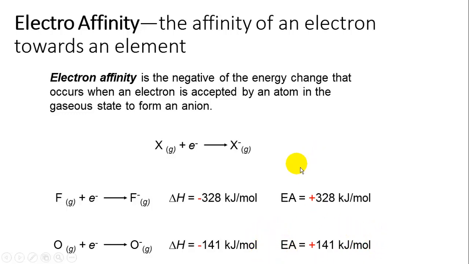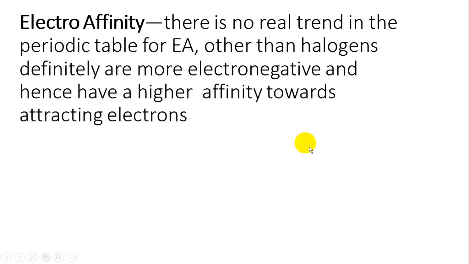We would imagine the group 1 and group 2 elements, the alkali metals and alkaline earth metals, would not have a positive electron affinity. They would in fact have a negative electron affinity. They hate electrons. They want to give away electrons. They're not electronegative. So there's really no trend in the periodic table for electron affinity, other than you should know that the more electronegative the element is, such as the halogens, oxygen and nitrogen, those p-block elements, the more likely they will have a higher affinity towards attracting electrons.